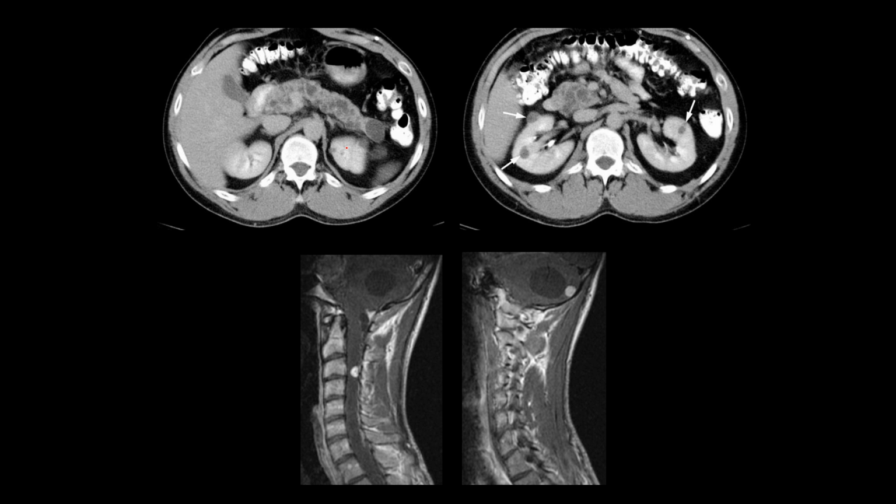So these are the three common differentials you should remember for ependymoma. One is medulloblastoma, the other one is juvenile pilocytic astrocytoma, and this third one is the hemangioblastoma.